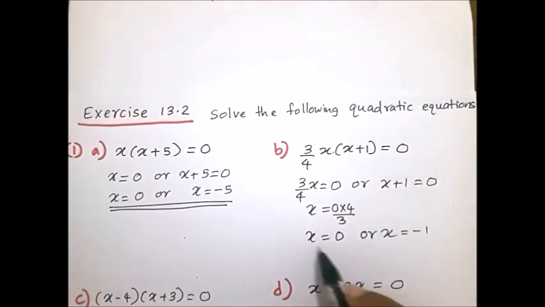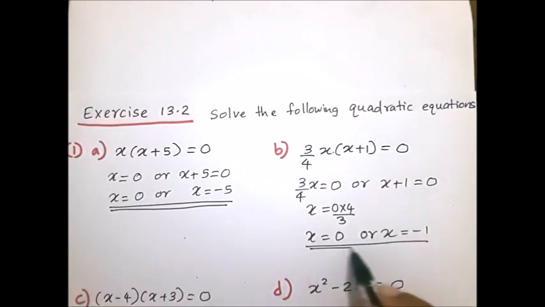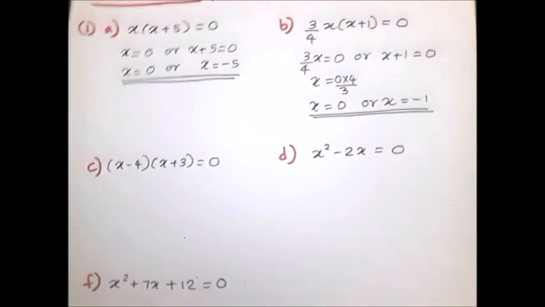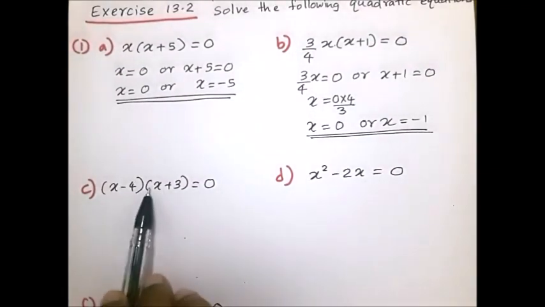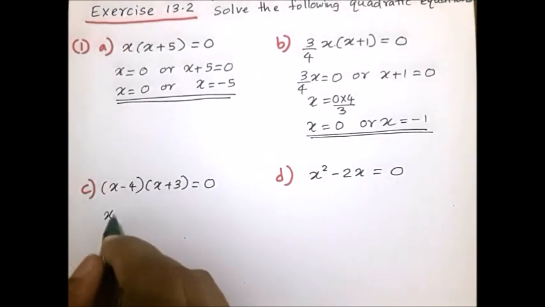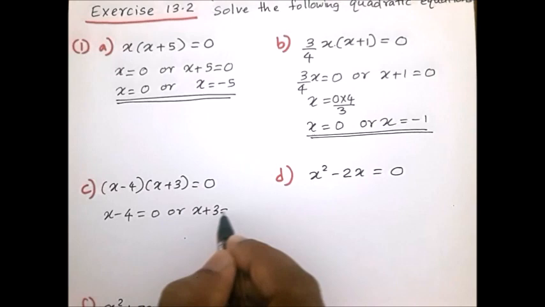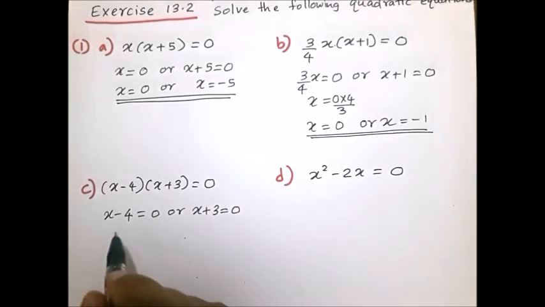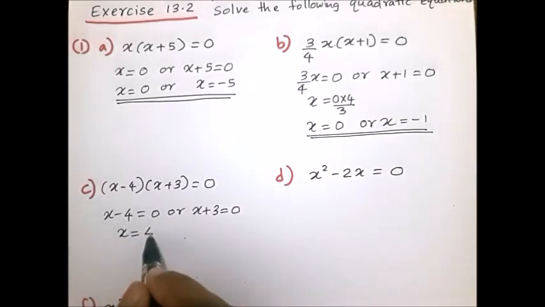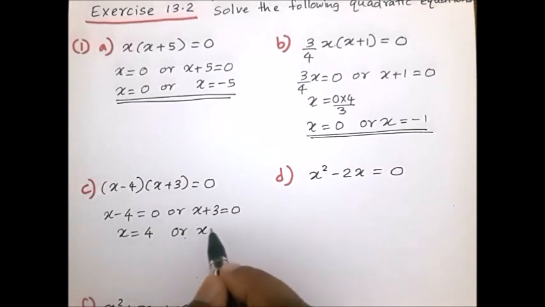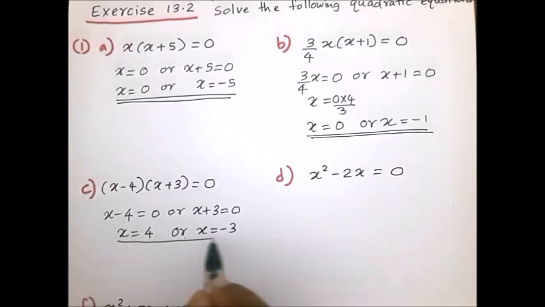So answer is x equals 0 or x equals minus 1. Now look at part C. Again two factors. Here multiplication of these two factors. So you can write x minus 4 equals 0 or x plus 3 equals 0. Now subject x. Take minus 4 here, it is plus 4, and take plus 3, it is minus 3. Answer is x equal 4 or x equal minus 3.